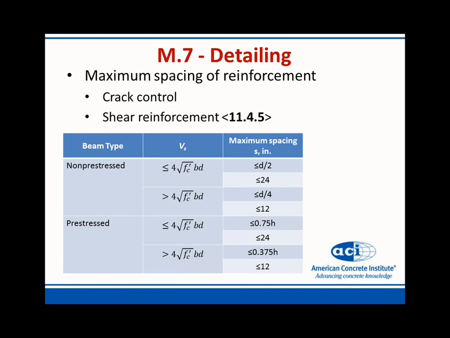For each one of those beams, you have to consider the shear strength that's resisted by the shear reinforcement, and that's a function of whether it's less than or greater than 4 times the square root of f'c times b w d, and then there's a maximum spacing requirement for each one of those. So any detailing requirements are all contained in section M.7, the 7th section in each member chapter.